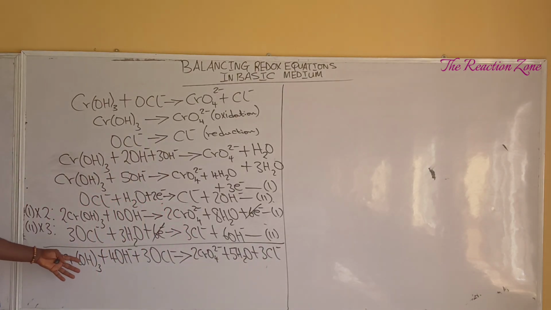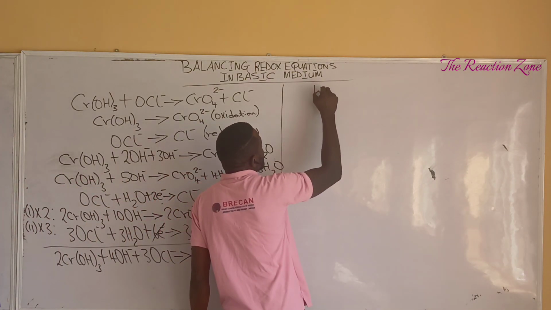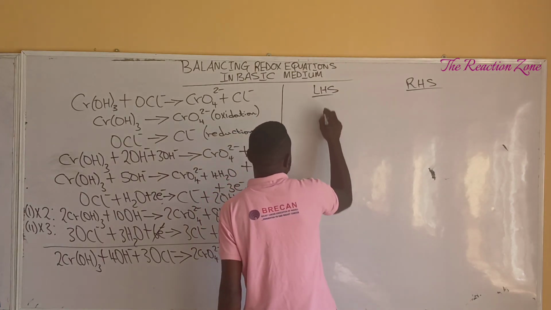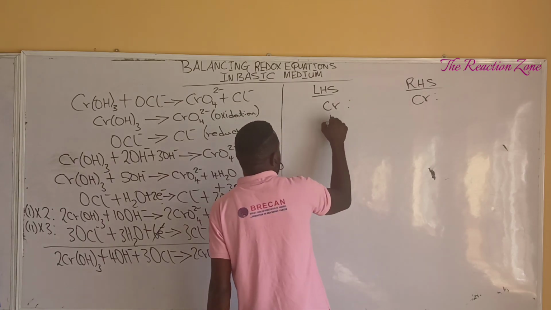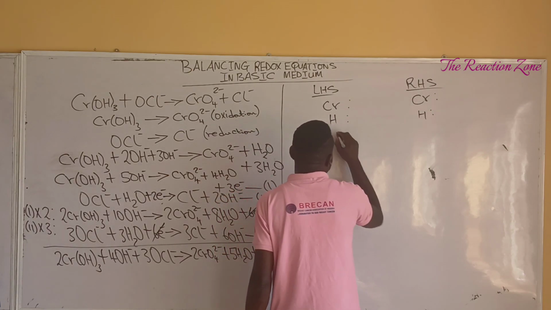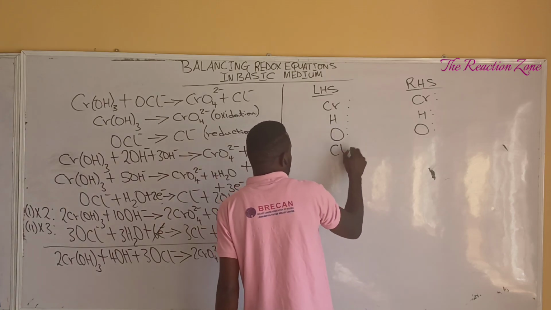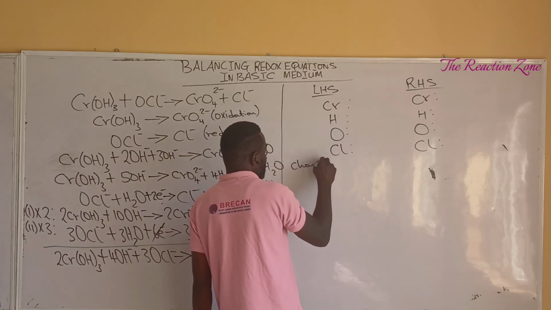So this is our final answer. So what we need to do now is to check if the atoms in the balanced redox equation on both sides are the same as well as their charges. So on the left hand side and the right hand side, the atoms we have chromium here, we also have chromium here, we have hydrogen here, we have hydrogen here, we have oxygen here, we have oxygen here, we have chlorine here, and we have chlorine here, as well as the charges.